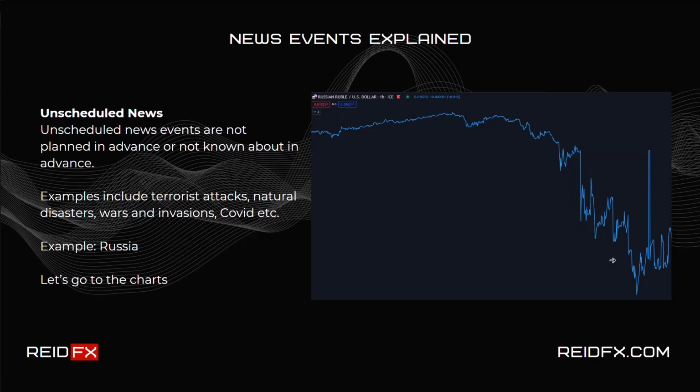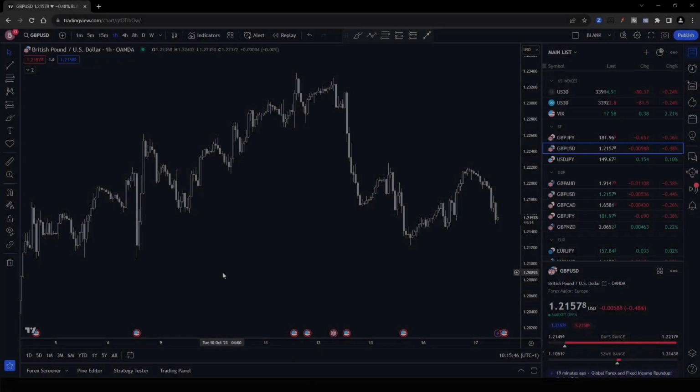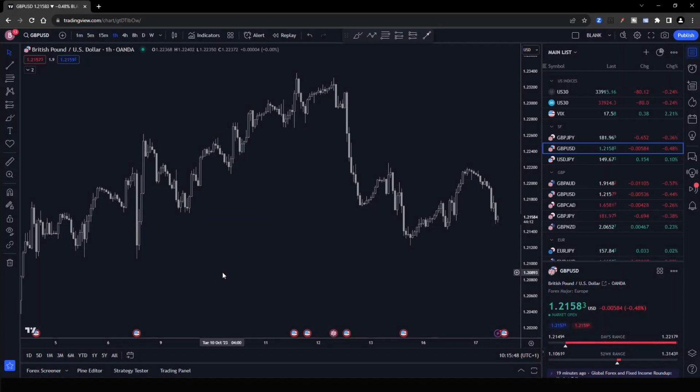So that's unscheduled news. Now what I want to do is go to the charts and show you the effect that news has on your daily trading. Okay, so here we are on a 1 hour chart of the pound US dollar. And if you look at the bottom, you can see these little circles with flags in them. So what this is doing is TradingView is showing red news events on the dollar and the pound, because this is the pound US dollar. So it's showing the two relevant currencies and the news.